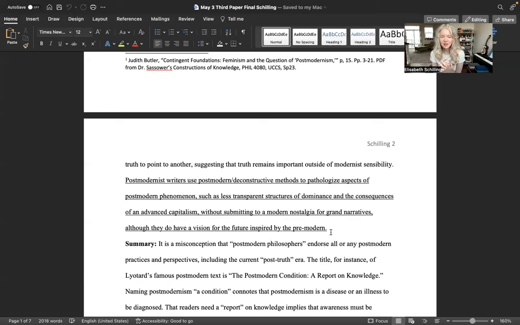Postmodernist writers use postmodern deconstructivist methods to pathologize aspects of postmodern phenomenon. And so I'm defining what the postmodern is here: less transparent structures of dominance and the consequences of an advanced capitalism. So that's kind of what they're critiquing, without submitting to a modern nostalgia for grand narratives, although they do have a vision for the future inspired by the pre-modern.